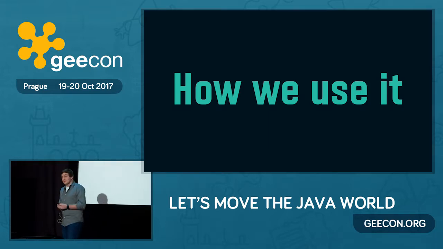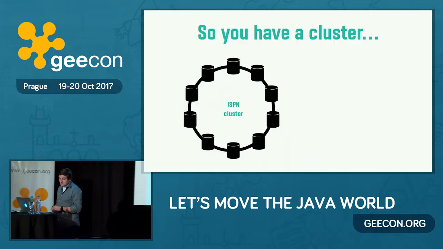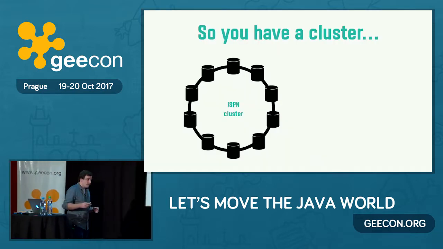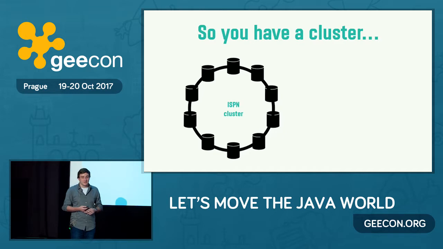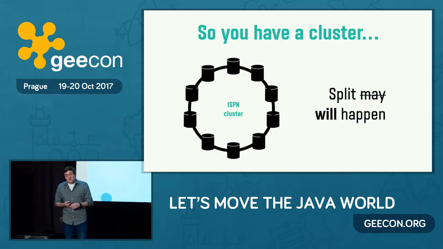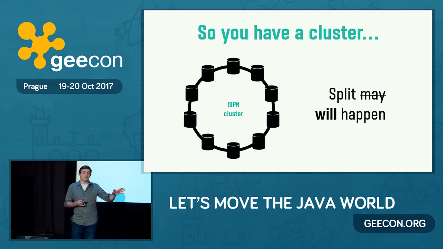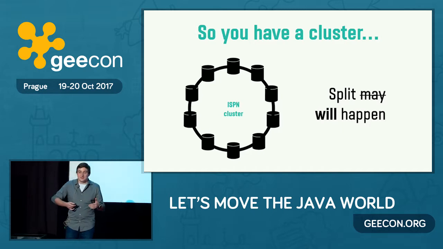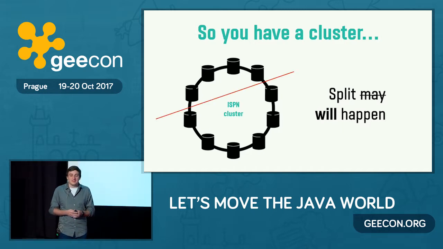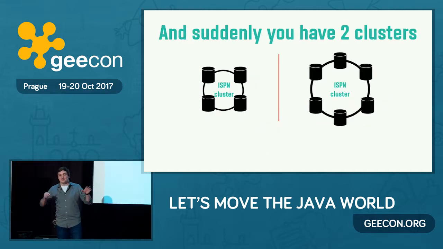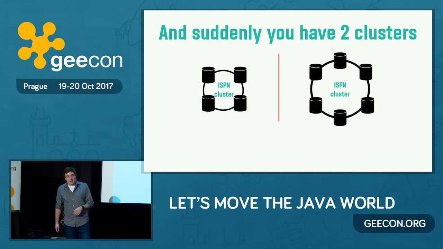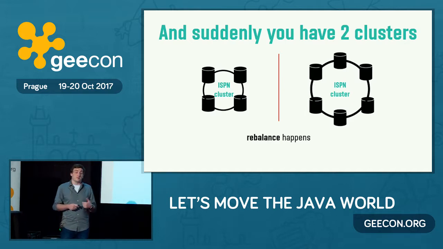Now the more interesting part: how we are using Infinispan. Let's imagine that you have an Infinispan cluster at your customer that you are using to run your application. You need to count on the fact that a split will happen. It's not a question of if, it's rather a question of when. By split, I mean that there will be some magic sort that will create, basically from your one cluster, two other clusters. The first thing to note is that in this case, Infinispan will start a rebalancing process.